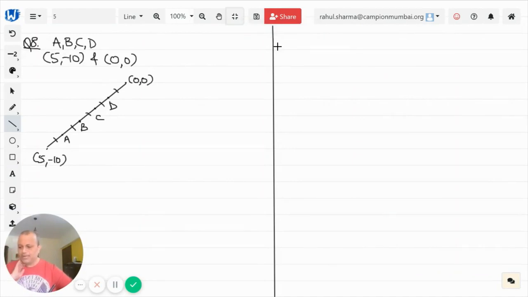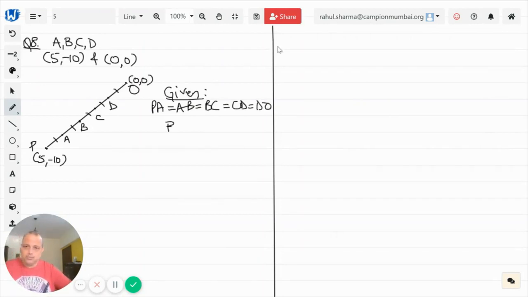Question number 8 says the points A, B, C, D divide the line segment joining point, no, not -5, 10, 5, -10, and origin in 5 equal parts. So I've already written origin as 0, 0. We know the coordinates of origin are 0, 0, and this is point 5, -10. Let's name this point P. So this is dividing it into 5 equal parts. So PA is equal to AB is equal to BC is equal to CD is equal to DO. That's what's given. What do we need to calculate? We need to calculate coordinates of B and coordinates of D. We don't know. Let's calculate.